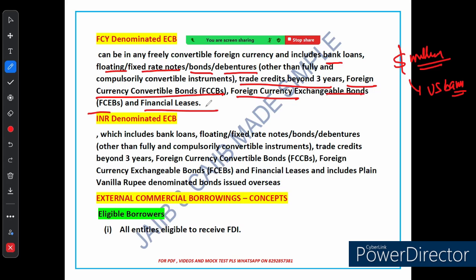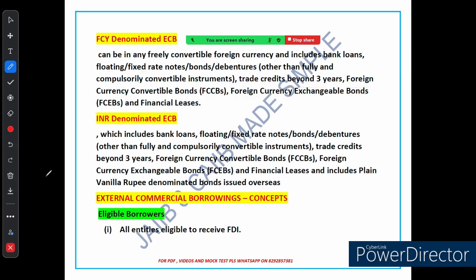Is it clear now? On the other hand, we have Indian rupees denominated ECB. This is where the borrowing is done in Indian rupees. As the name suggests, INR means Indian rupees, right? So this is where borrowing is done in Indian rupees. But here is the interesting part: it is similar to the foreign currency loan. This Indian rupee denominated ECB is similar to the foreign currency loan.